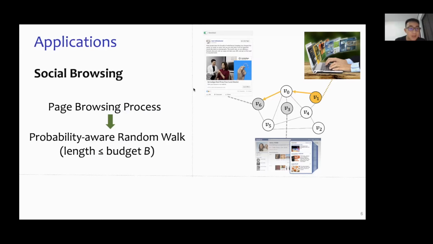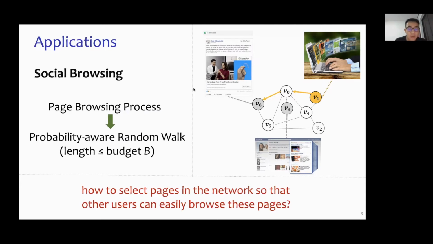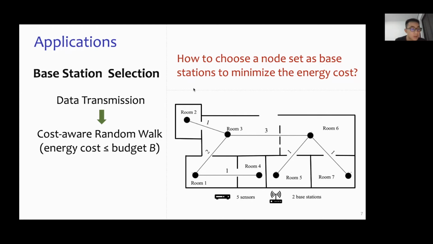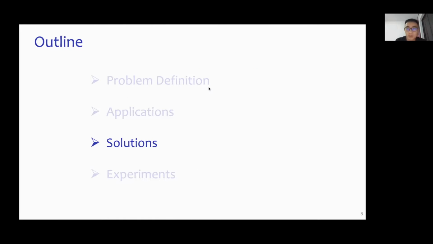In social networks, the page browsing process can be modeled by the probability-aware random walk model. Then, our problem is equivalent to how to select pages in the network so that other users can easily browse these pages. In wireless sensor networks, the data transmission can be modeled by the cost-aware random walk model. Then, our problem is equivalent to how to choose a node set at base stations to minimize the energy cost. Next, we introduce our solutions.